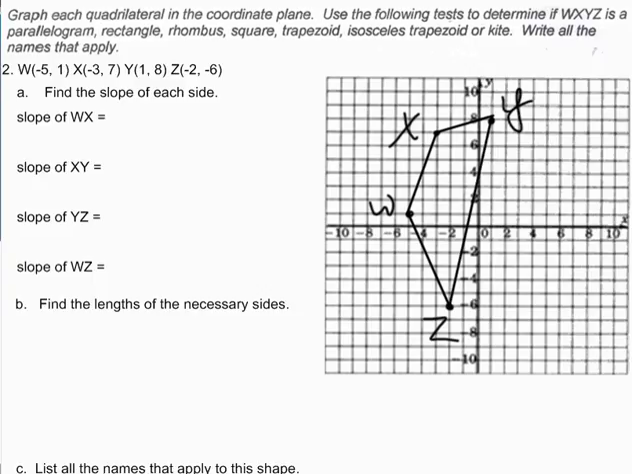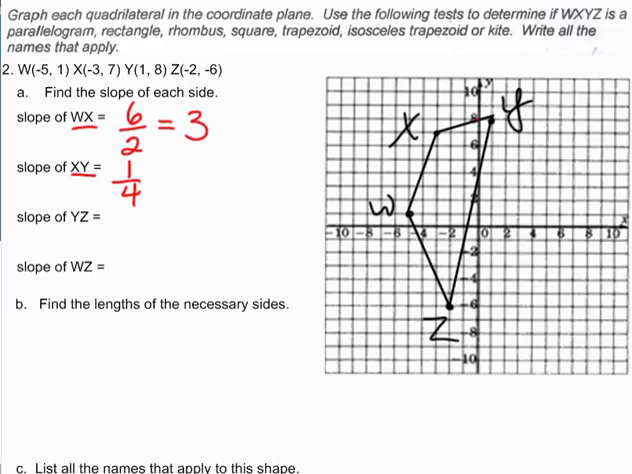So now we need to find the slope of each side. Remember how to find the slope? We are going to be counting rise over run. Let's start with WX. WX, rise over run. 1, 2, 3, 4, 5, 6 over 1, 2. +6 over 2, that's going to be reduced to 3. Slope of XY, +1 over 1, 2, 3, 4. 1 over 4. Well, that's already reduced.